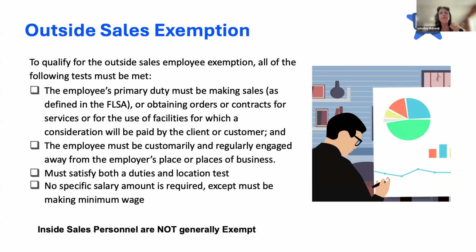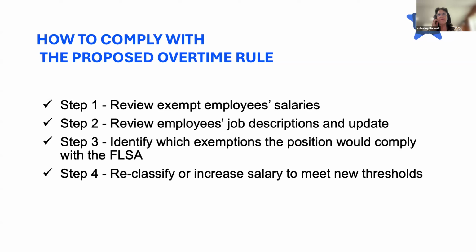Now, they do not have a specific salary amount, except that their total compensation must be making minimum wage. So this is different. This is the one that does not have to have the $844 a week. But they have to be outside salespeople, and they have to meet minimum wage.